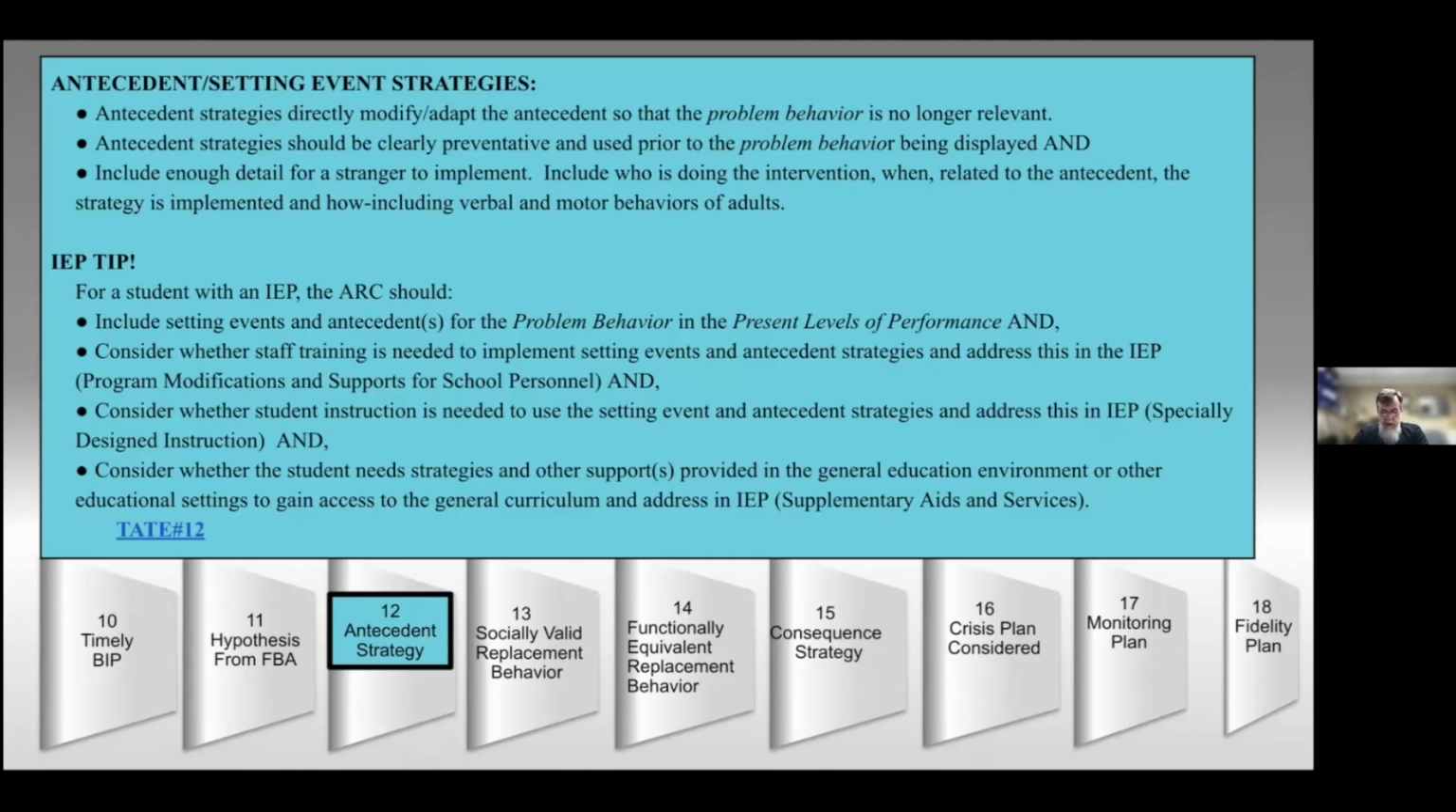So some environmental conditions that you could adapt or change could be a task. You can modify the task. You could have increased supervision, more monitoring, increased structure, increased adult presence.